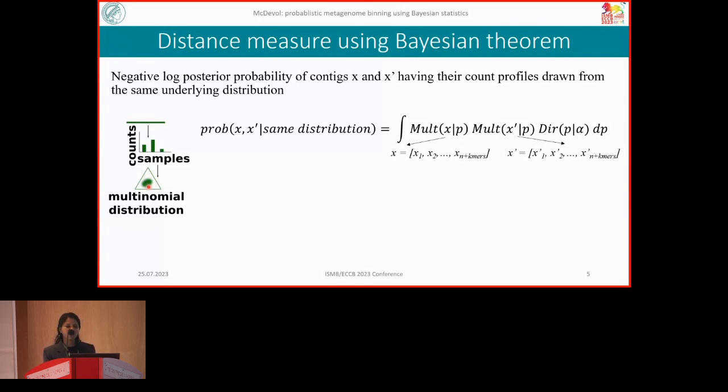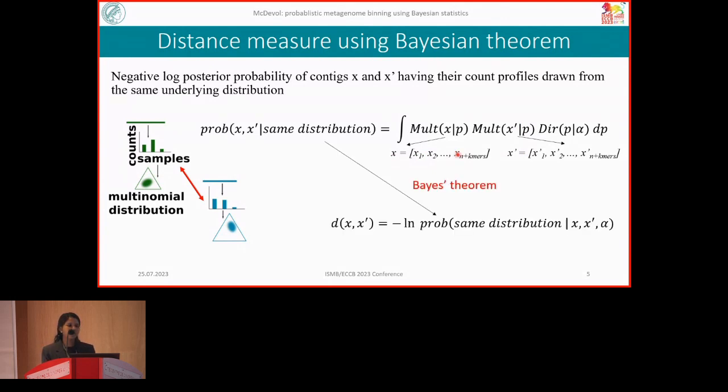For this, we have a generative model that makes use of multinomially distributed count profiles of contig x and contig x prime. Here, the count is a vector comprising the abundance in each sample plus the k-mer frequency of 256 k-mer types. This generative model helps us calculate the likelihood of contigs x and x prime having the same latent variable. Same latent variable means they belong to the same genome. This likelihood helps us calculate, using Bayes' theorem, the posterior probability that contigs x and x prime have their count profiles drawn from the same underlying distribution. We get the distance by taking the negative log of the posterior probability.